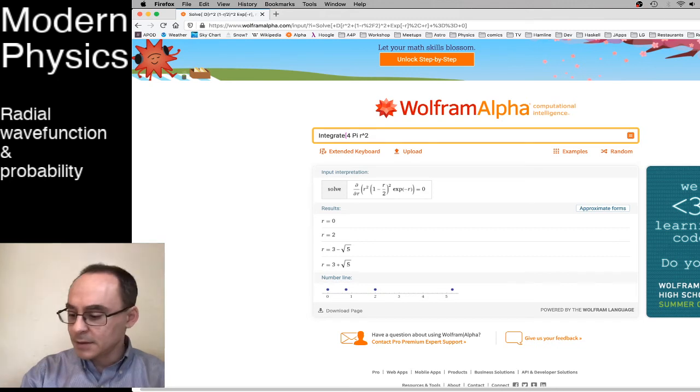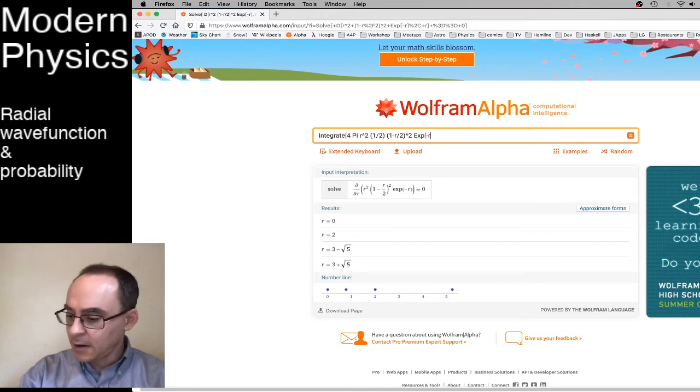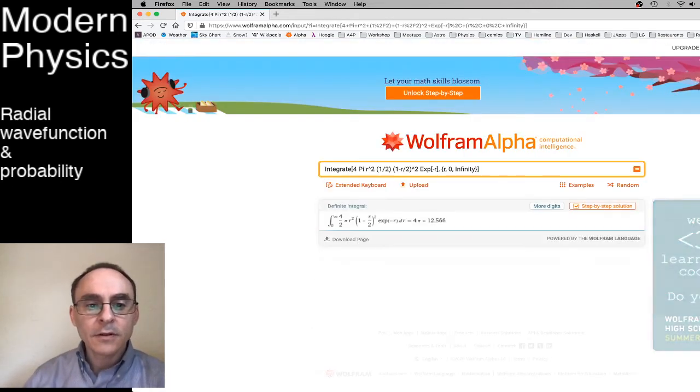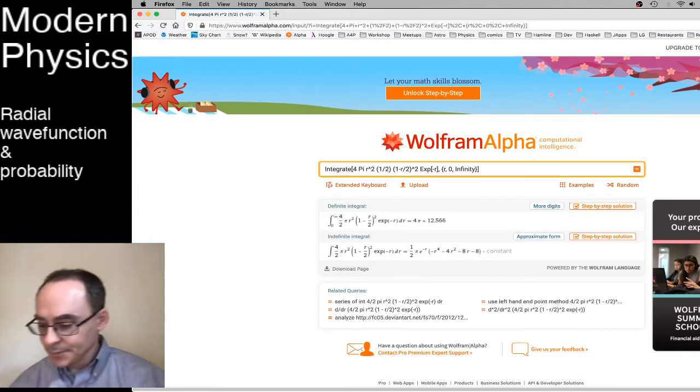Again, I'm going to use this normal. I'm going to set a naught equal to 1. That shouldn't affect anything because that's just a distance scale. So I have a half, I have (1 minus r over 2) squared, and I have e to the minus r. And then I'm going to integrate that over r from 0 to infinity. So I'm just typing this integral into Wolfram Alpha, and it gives me, guess what? It gives me 4 pi.